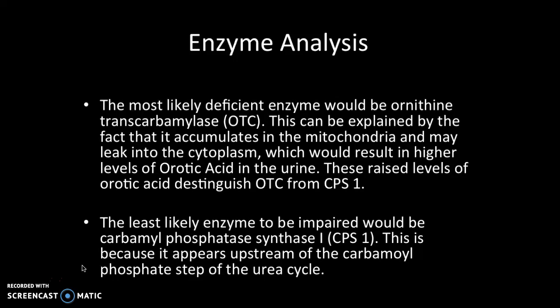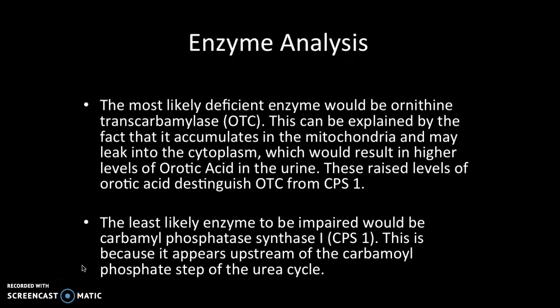So the enzyme analysis, the most likely deficient enzyme would be OTC. As shown on this diagram previously, it accumulates in the mitochondria and it may leak into the cytoplasm, which would result in higher levels of orotic acid in the urine. So these raised levels of orotic acid would be able to distinguish OTC from CPS1, which I will discuss now.